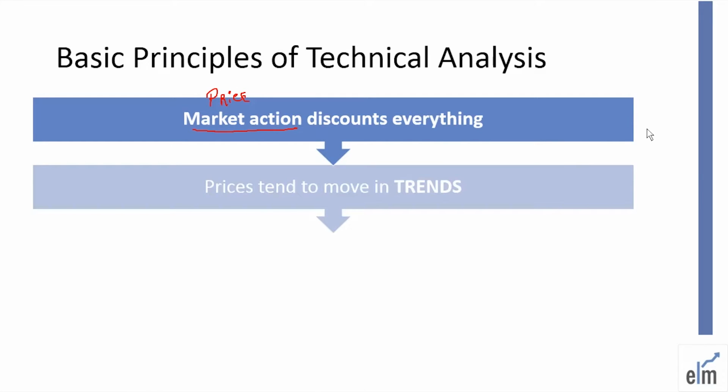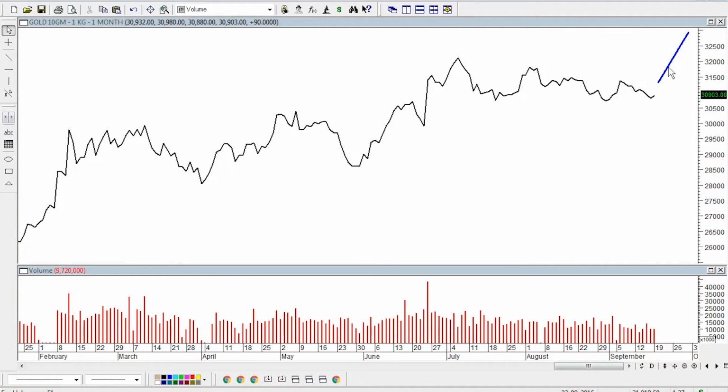Prices tend to move in trends. Trends are an extremely important aspect for any technical trader, because trends are the zone where a technical trader makes the maximum profit. Having said that, let's go back to our old chart of gold.